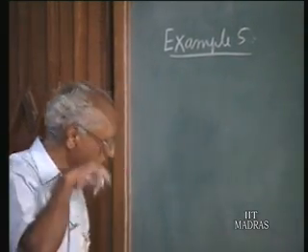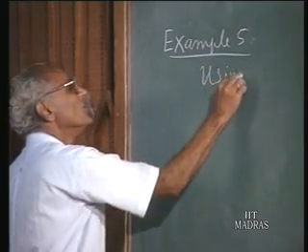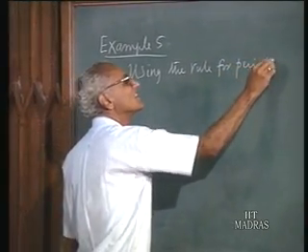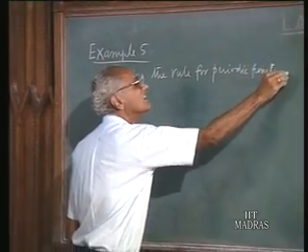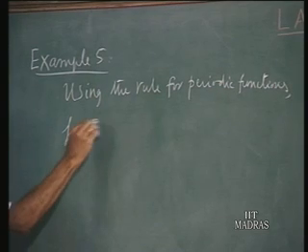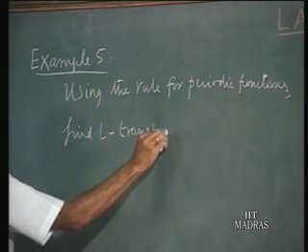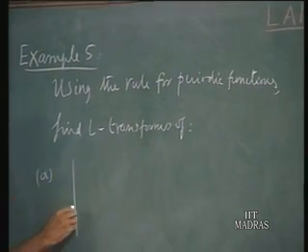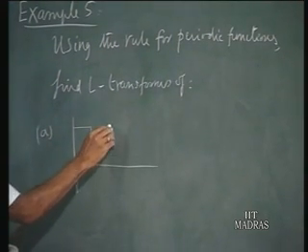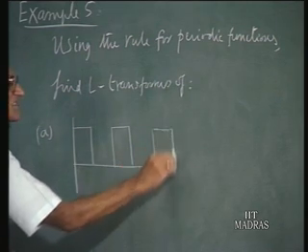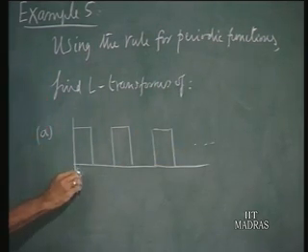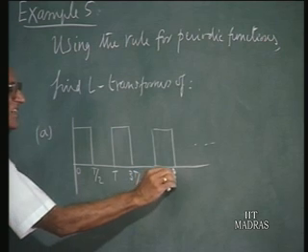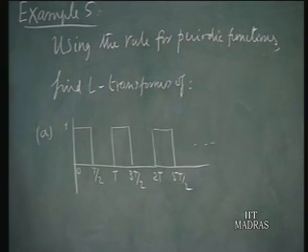Let us consider one more example. Using the rule for periodic functions, find Laplace transforms of two functions. A: a pulse train like this. Like that it goes: 0, T upon 2, T, 3T upon 2, 2T, 5T upon 2, etcetera, with a unit amplitude.